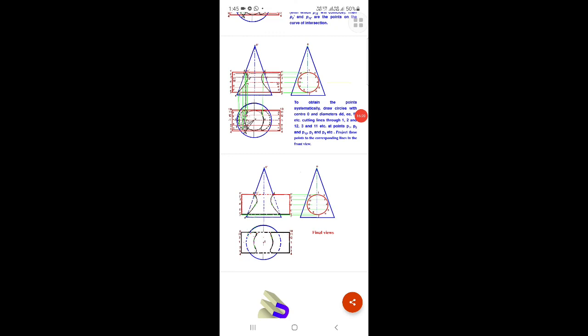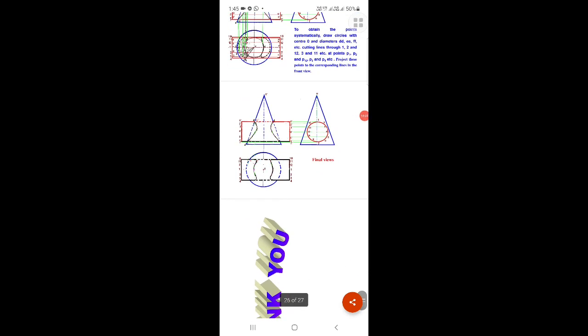So in this way we complete our task. In the next lecture we will see practical problems on intersection of solids. So thank you.